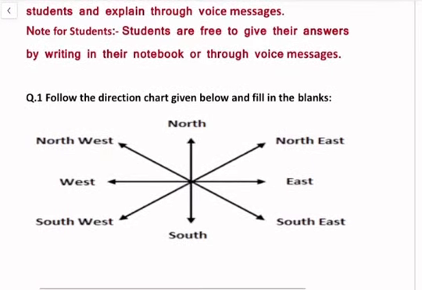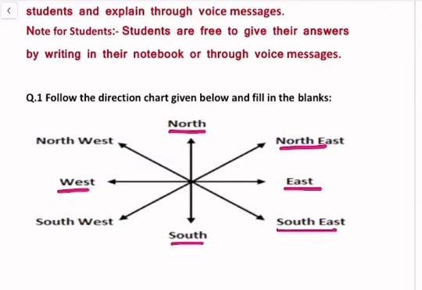So we can see the direction on the upper side, north, this is south, right side east, left side west, and this is northeast, southeast. Between the south and west, southwest. Between west and north, northwest.